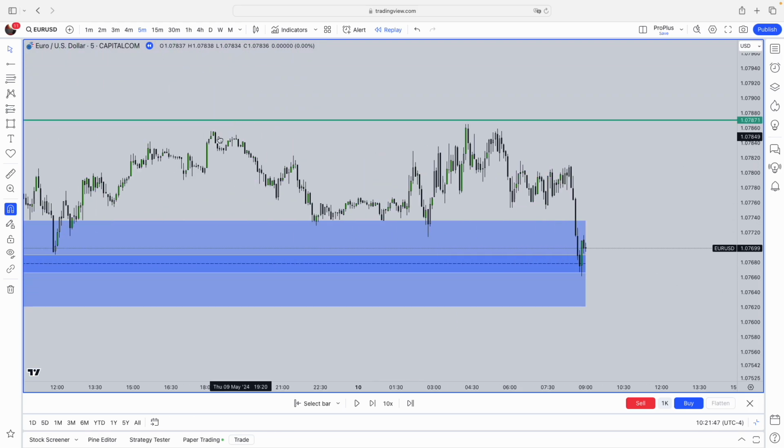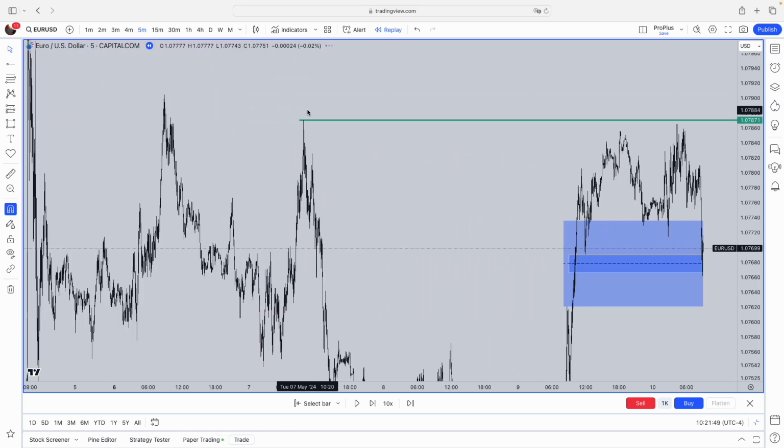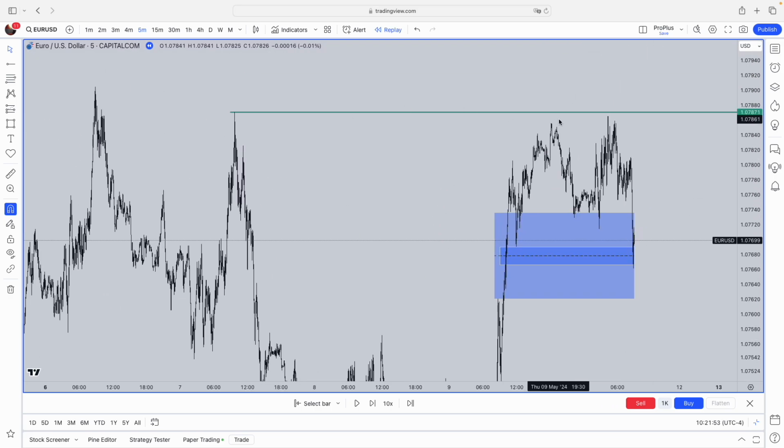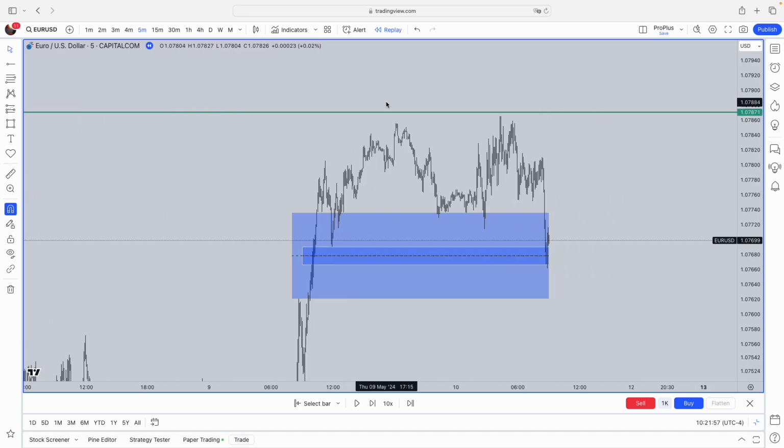Okay, look how neat these highs are here. So people have definitely sold this down here and are selling this here, trying to sell it here, thinking this is resistance. Okay, so that's a strong draw liquidity.